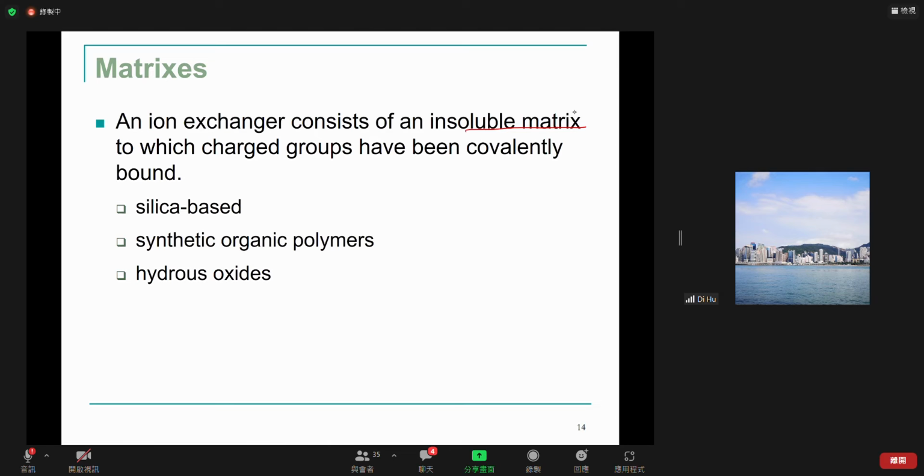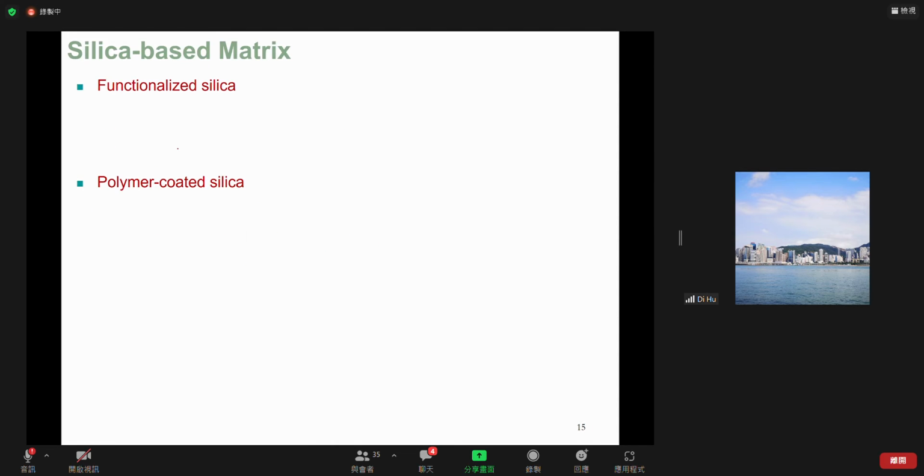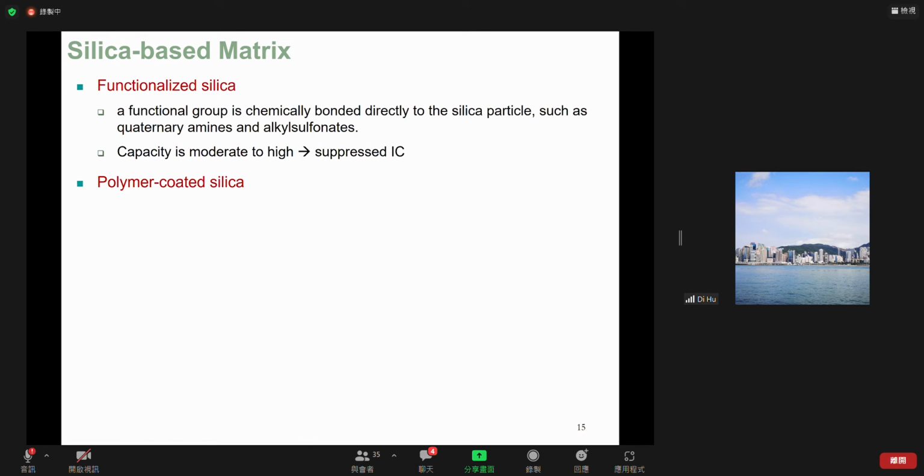So it should be stable, it should not be soluble, and it could be silica-based, synthetic organic polymer based, or hydrous oxide. Because the first two are more commonly used, we are going to just talk about those. For the silica-based matrix, there are two distinct groups of this kind of material. One group includes the functionalized silica. So what is that? It is where a functional group is chemically bonded directly to the silica particle.